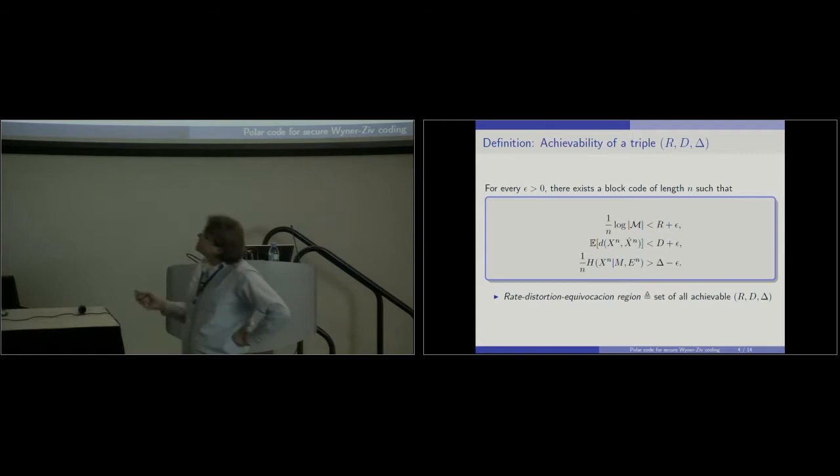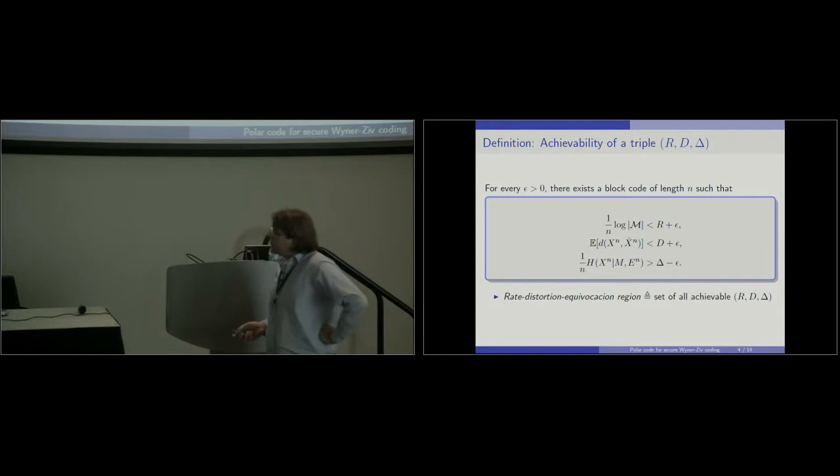This is about how this has been studied. One looked at the rate distortion equivocation region. So for every epsilon, we want to define an achievable code for a given block length n, if we can make the message set size arbitrarily close to the rate R. If we can make the average distortion of the reconstruction on the decoder side arbitrarily close to D. And additionally, now in the secure Wyner-Ziv setting, we also say that the uncertainty at the eavesdropper about the source should be arbitrarily close to or larger than delta. So we want to control that the eavesdropper is not learning too much about the source.